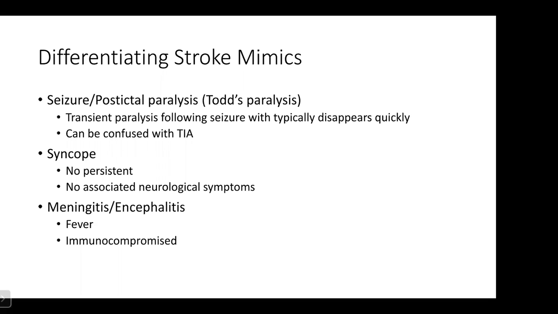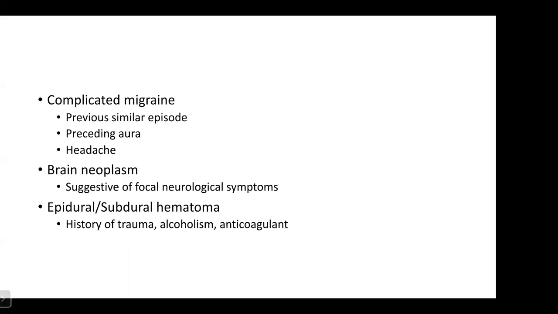But in meningitis, there is fever, and meningitis is generally seen in immunocompromised persons. Complicated migraine: sometimes severe headache is seen in migraine, and severe headache is also seen in stroke. In migraine, there is a previous similar episode. Preceding aura may be present, and headache is mostly unilateral, but it may be bilateral. So we must rule out migraine also.